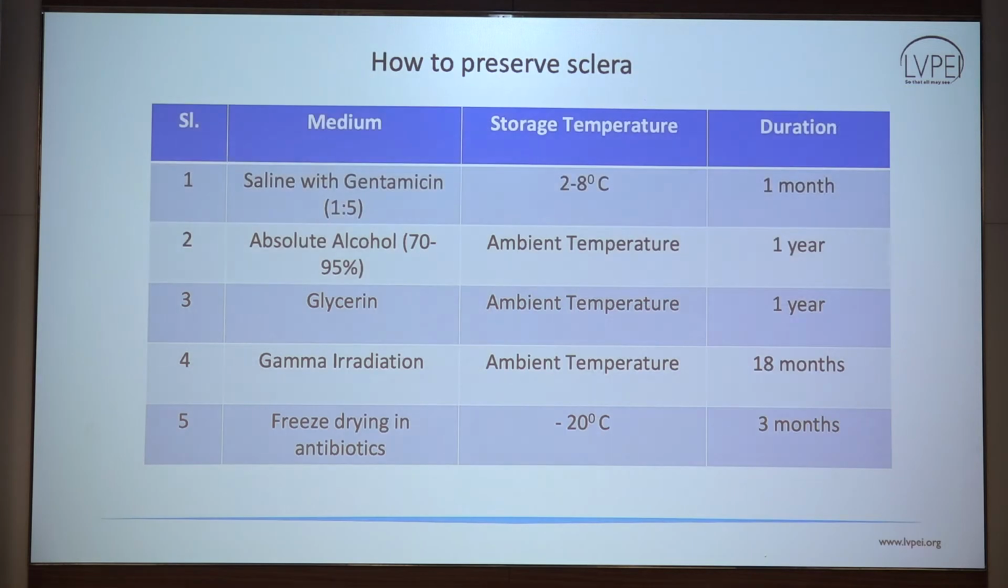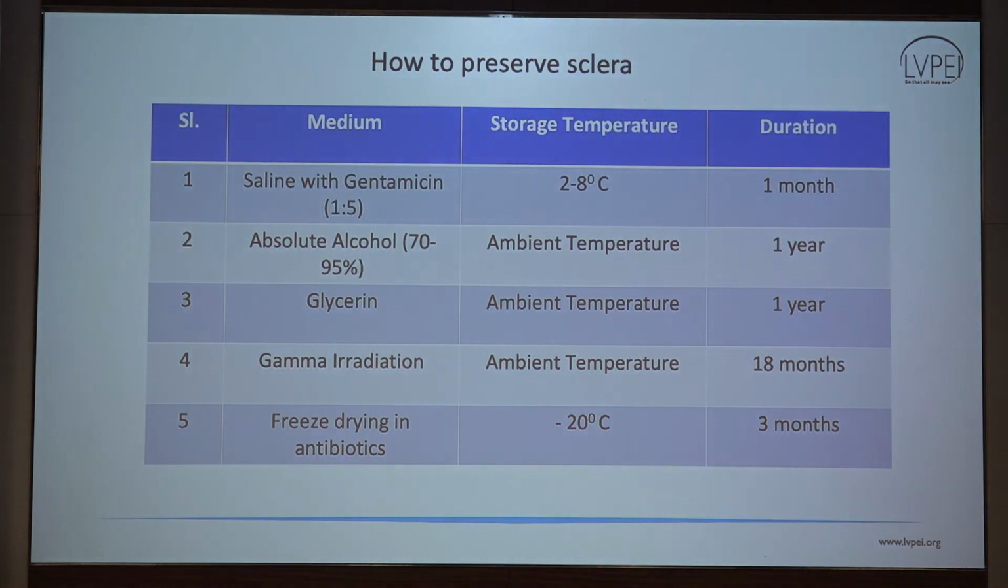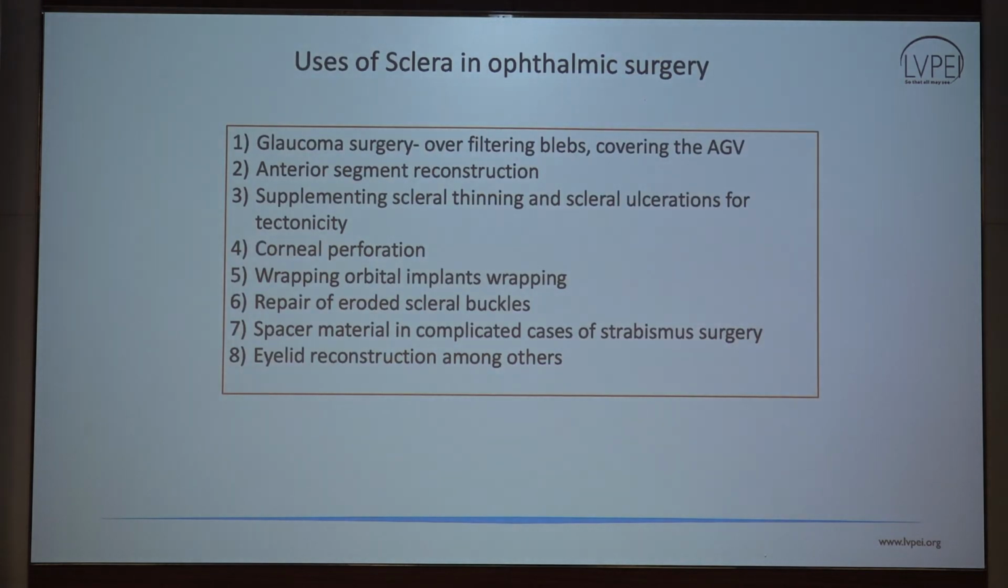There are different methods in which the sclera can be preserved. What is commonly used is the absolute alcohol in our eye bank, but some eye banks also send out fresh tissues. In addition, glycerin, gamma irradiation and freeze drying are also possible ways in which we can preserve the sclera. Sclera again has multiple uses in ophthalmic surgery, primarily in the glaucoma filtering surgery, but slowly there are different alternatives that are coming out, and even the cornea is also used as an alternative to sclera in ophthalmic surgery. Thank you for your patient hearing.